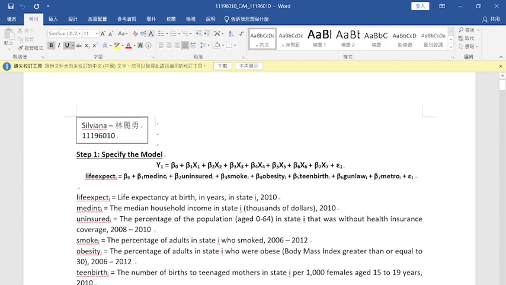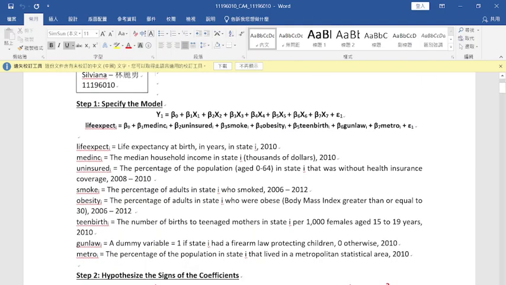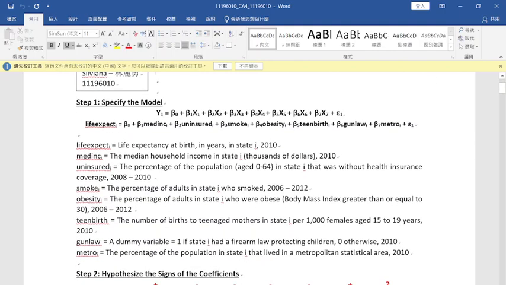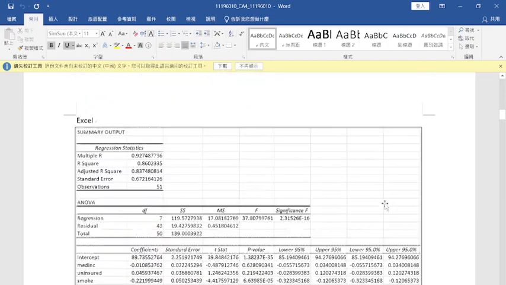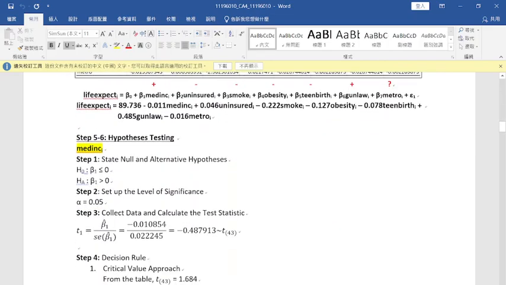Okay, good morning, Prof. Ko and everyone. Today I will present from our discussion. Step 1 is to specify the model. So this is the equation. Let's go ahead to hypothesis testing.